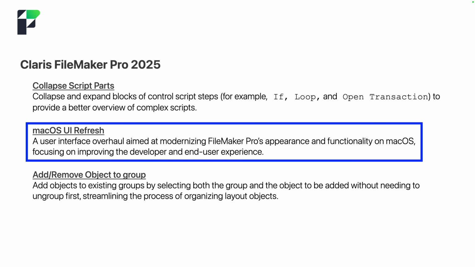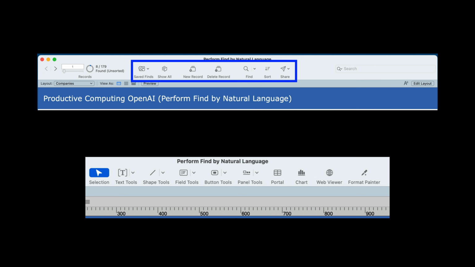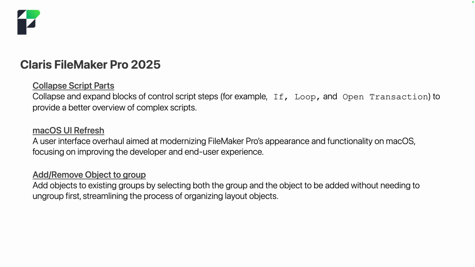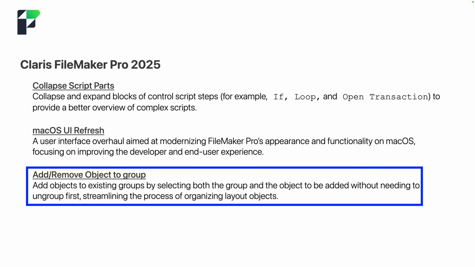On the Mac side, we have an overhauled user interface. This applies to both browse mode, with the icons at the top, as well as layout mode. Here's a nice feature, especially if you are one that does a lot of grouping of objects on your layout. It's the ability to selectively add or remove objects to a group.